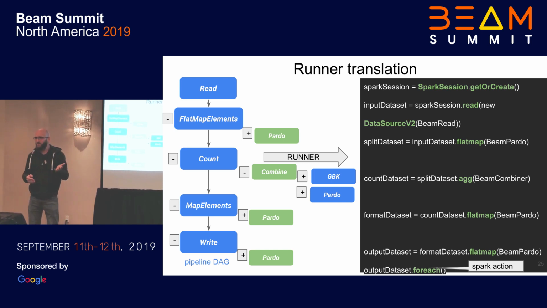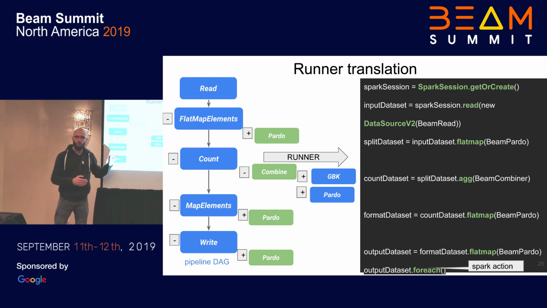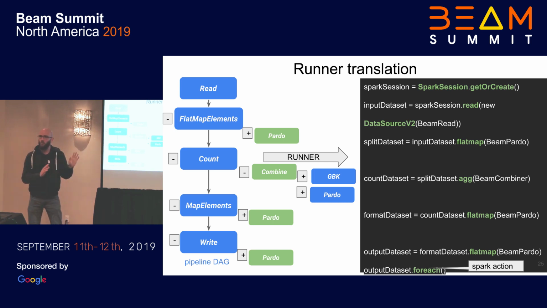But for combine, actually, we could have translated the group by key by a native Spark group by key and a ParDo by a native Spark flat map, but it would have been less performant than choosing to translate at the combine level. That's because the Beam combine has a direct equivalent in Spark, that is an aggregator. So it's more performant to use the aggregator.